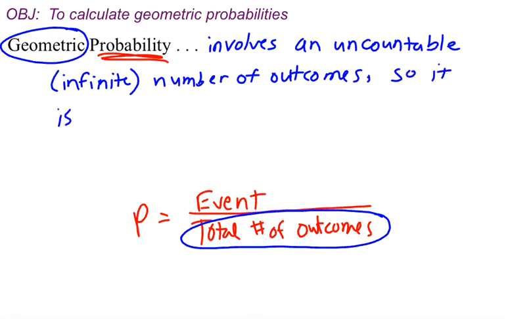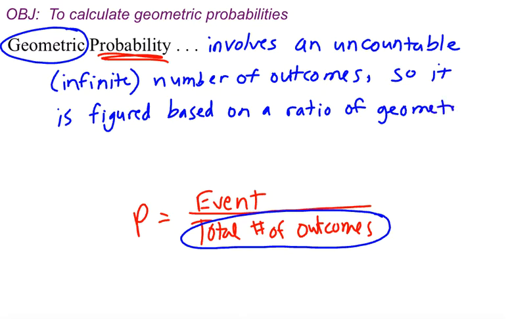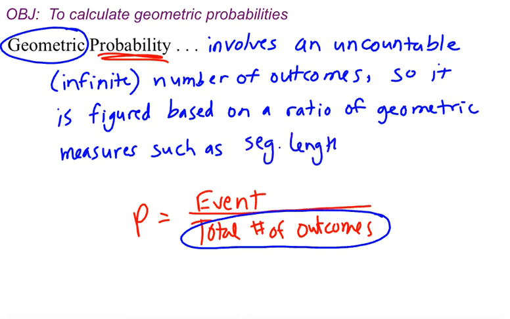So it is figured based on a ratio of geometric measures such as segment length, areas, arc length or arc measures, and I'm going to put etc. because we could have others. Those are the most common ones.